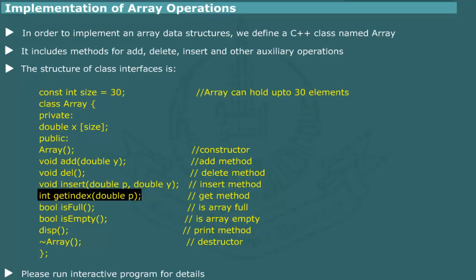getIndex returns the index of a specified array element. isEmpty checks if array is empty and returns false or true. isFull checks if array is full and returns false or true. This method prints the contents of the array X. The detailed coding of all methods is given in the demonstration to follow.